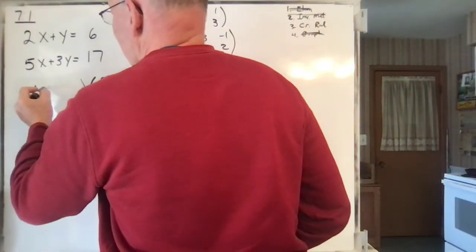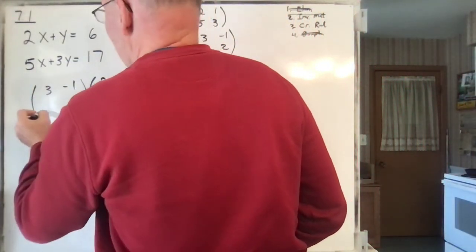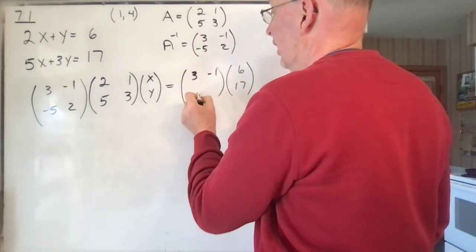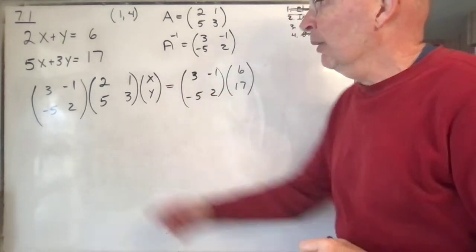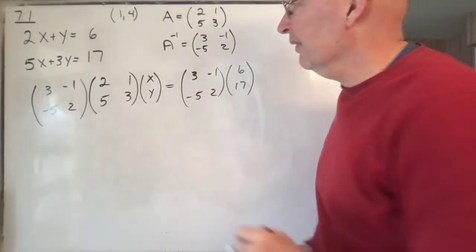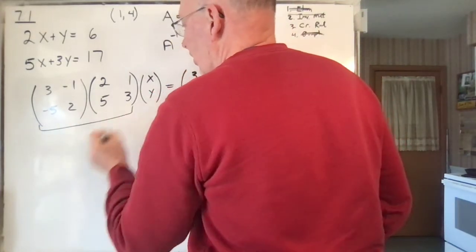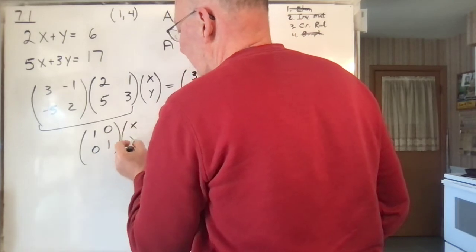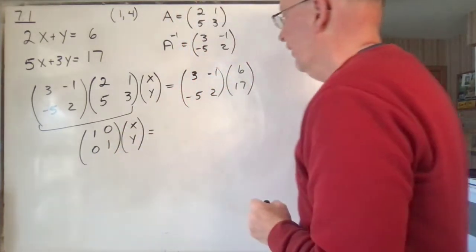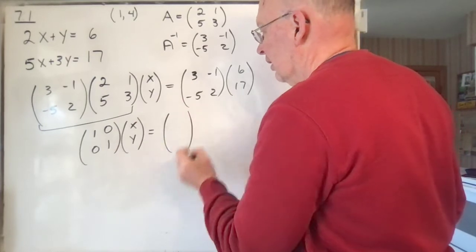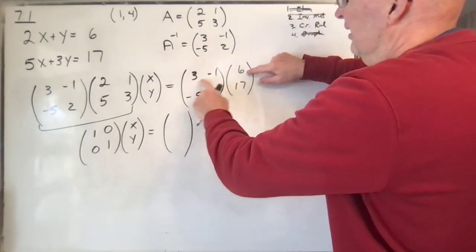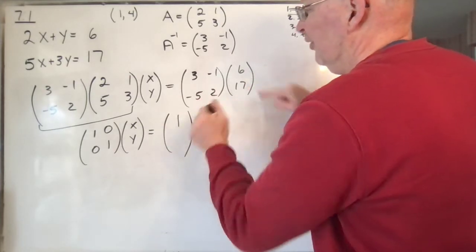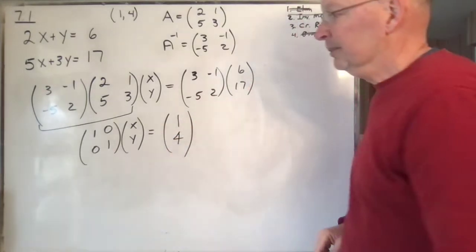You're going to get 3, negative 1, negative 5, 2. And the same thing here, 3, negative 1, negative 5, 2. Now we already know what this is going to give us. This is going to give us the identity when I multiply these out. So this is going to give us 1, 0, 0, 1 times xy. And on this side, let's see what happens. We're going to get 18 minus 17 is a 1. And here you're going to get negative 30 plus 34 is a positive 4.